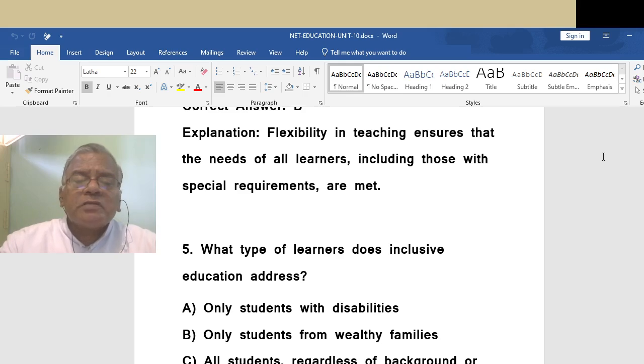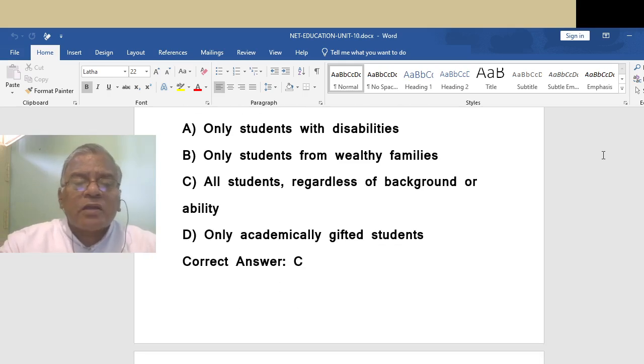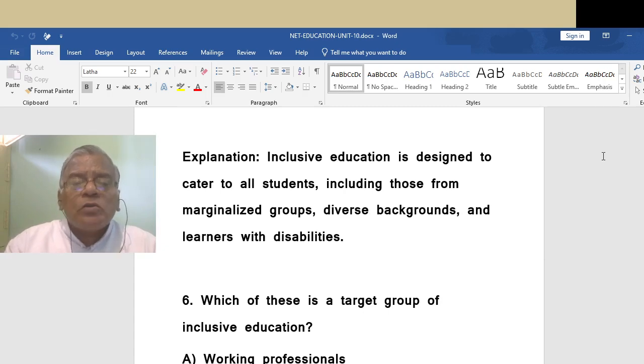What type of learners does inclusive education address? Only students with disabilities, only students from wealthy families, all students regardless of background or ability, only academically gifted students. So what type of learners does inclusive education address? That is, all students regardless of background or ability. Inclusive education is designed to cater to all students, including those from marginalized groups, diverse backgrounds, and learners with disabilities.